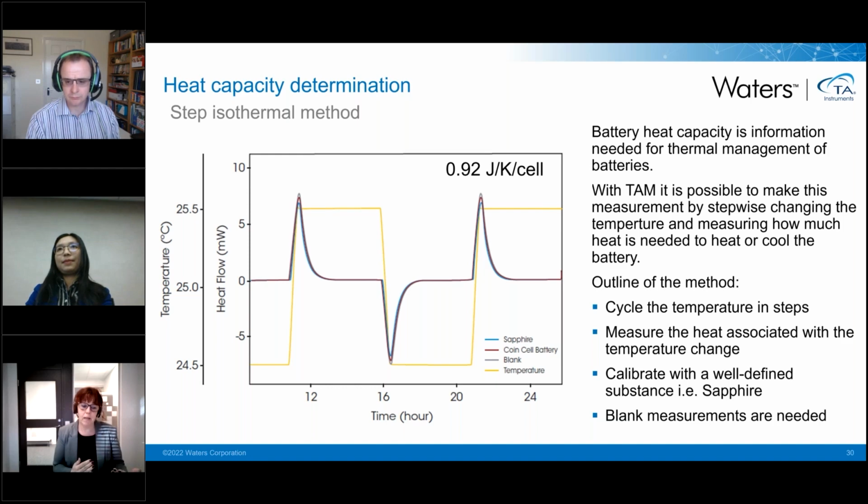If we have done a blank, we have the blank heat, and then we subtract that from how much heat is needed to heat up a battery, for example. Then we divide the area under the curve by the temperature step and maybe weight, or in this case, this example was a coin cell, so we normalized it per cell only. So it is how much heat is needed or needs to be removed relative to the reference in the calorimeter to heat up the battery.